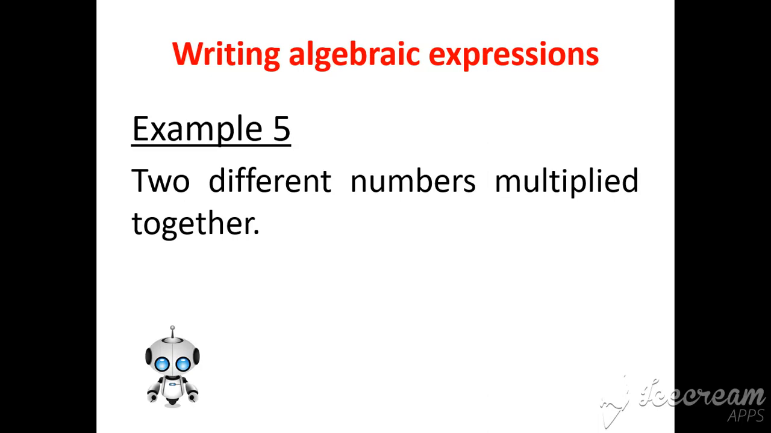What about number 5? What about two different numbers that are multiplied together? Well, we're going to have to use two different variables, two different letters like x and y, or a times b. So a times b is one possible answer, but we just talked about in mathematics, we don't write the multiply sign. So we write it as ab. When you see ab in algebra, you know it means a number a multiplied by a number b.